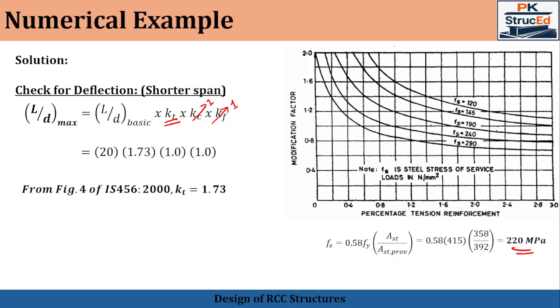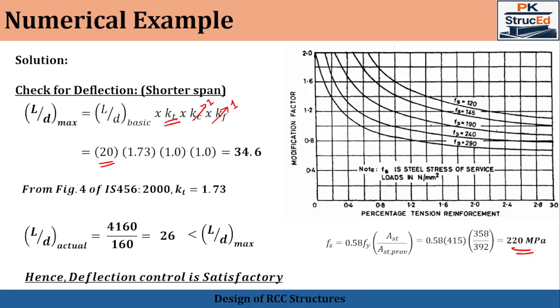Now substituting the values, L by d basic, since we are considering a simply supported slab, is taken as 20. So L by d maximum is calculated as 34.6. Coming to the shorter span direction, the effective span is 4.16 meter and the effective depth is 160 mm. Using this, we get the ratio as 26, which is less than the maximum span to depth ratio. Therefore, the deflection control is satisfactory along the shorter span direction.